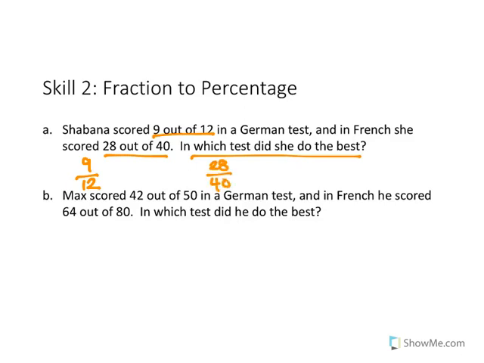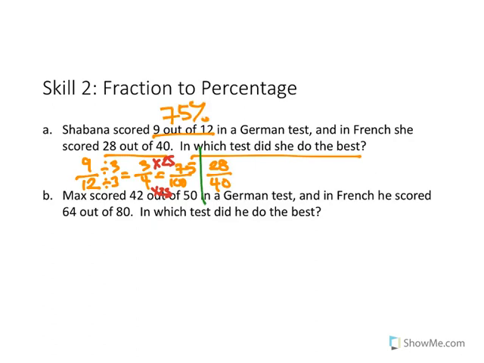So in the first fraction, I'm going to go ahead and divide by 3, because I know that will make 3/4. Now, once I see 3/4, I can make this out of 100 simply by multiplying by 25. And so that will make 75 out of 100. So this one represents 75%.